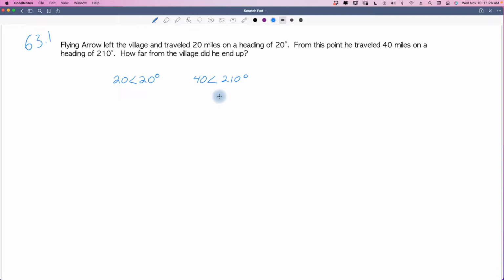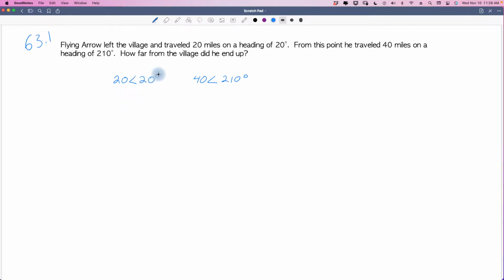Now we remember that when we break up a vector into components, one component is going to be the sine of the angle, and the other is going to be the cosine of the angle, right? So we have to find basically the north and the east component for each one of these vectors. So let's draw that out.